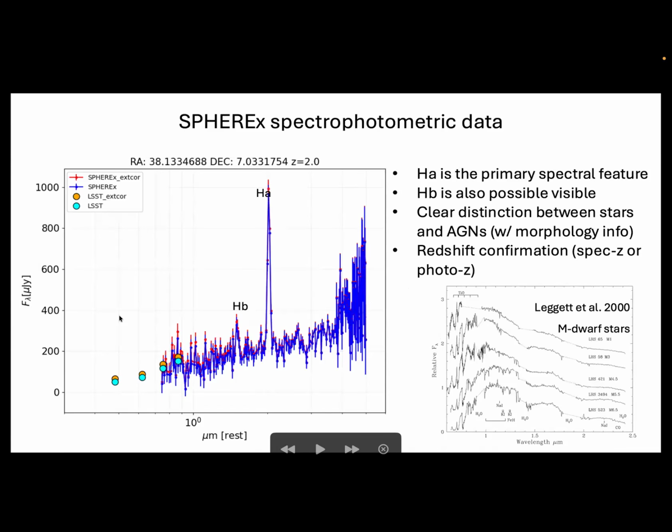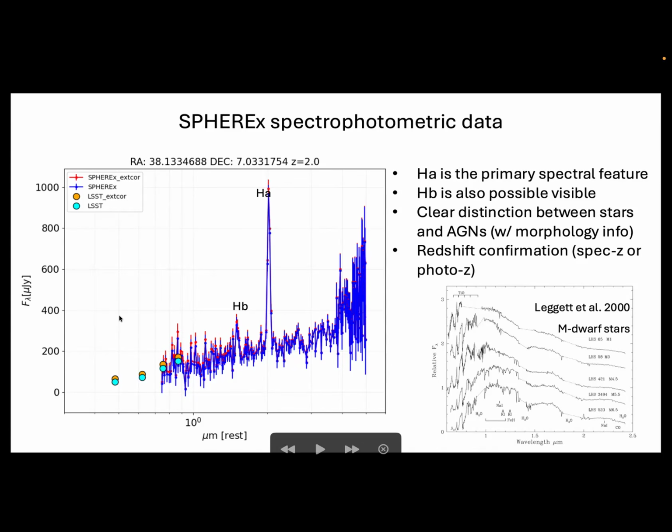I'm going to show you some examples of the SPHEREx data, and the key features are the H alpha and H beta emission. H alpha is the primary spectral feature, and H beta is also visible. The plot on the left-hand side shows the LSST photometry as circles, and the blue and the red are the SPHEREx photometry, before and after the extinction correction. It is very useful for a clear distinction between stars and AGN.